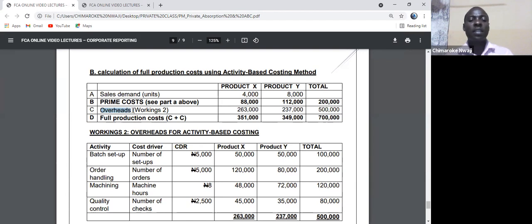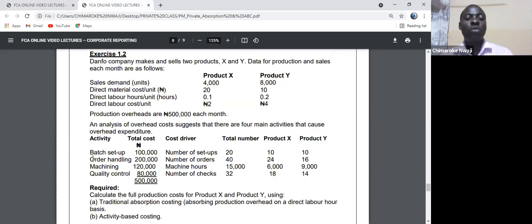Now, for your overhead, I told you, just do workings. On the strength of your workings, you put your final figure here. So let's look at those workings. As there are many overhead cost drivers, we have 1, 2, 3, 4. We are going to calculate 4 cost driver rates. So what do we have here? Batch setup. The total cost here is 100,000. The total level of activity for that cost pool is 20. So you say 100,000 divided by 20. That gives you 5,000.